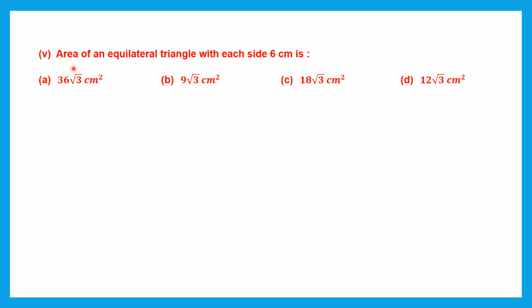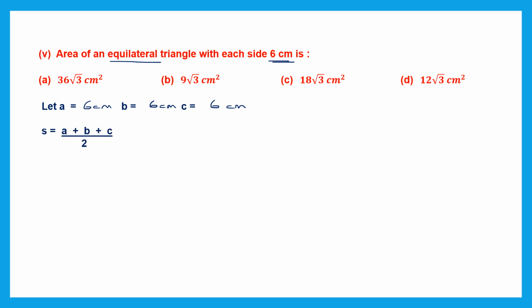Question 5. Area of an equilateral triangle. An equilateral triangle is a triangle with all sides equal. So each side is 6 centimeters. Since we know all sides of this triangle, here also we can use Heron's formula. There are 3 sides, so we're going to consider A to be 6 centimeters, B is 6 centimeters, and C is also 6 centimeters. And what is the reason? Because it is an equilateral triangle and all sides are equal.